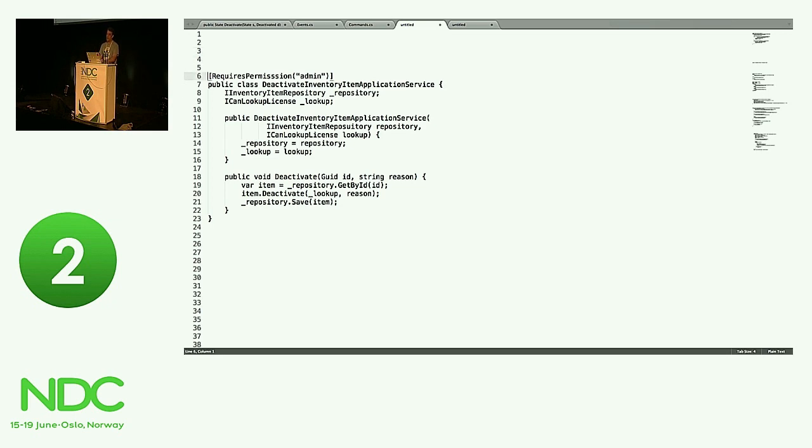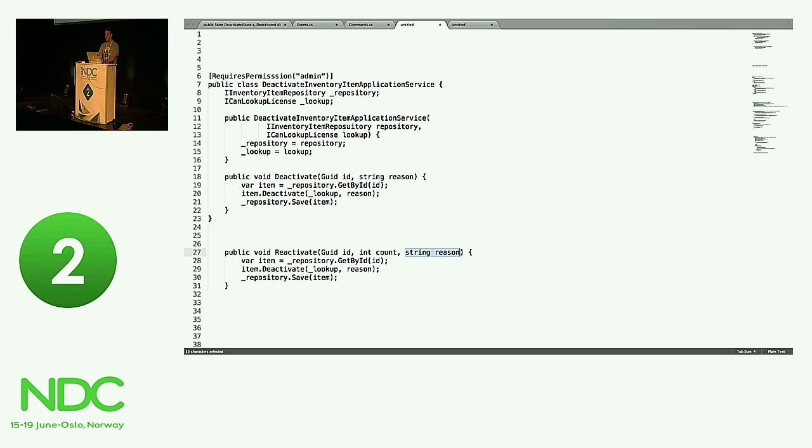And it will become more apparent if I make a second one of these. What I'm going to do here is grab this, copy and paste. We can imagine what the rest of the structure would look like, but we might have another one of these, which is reactivate. It takes an ID, it takes an int, which is a count. And it takes a string, which is, let's not make this a string. Let's make this a user just to make it more fun. We'll say it's a user.